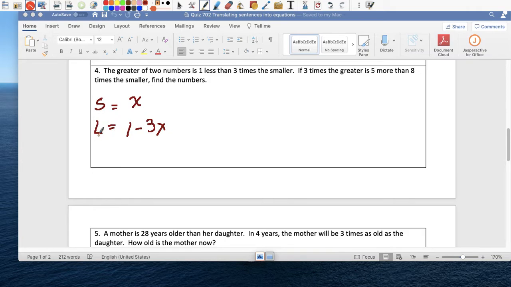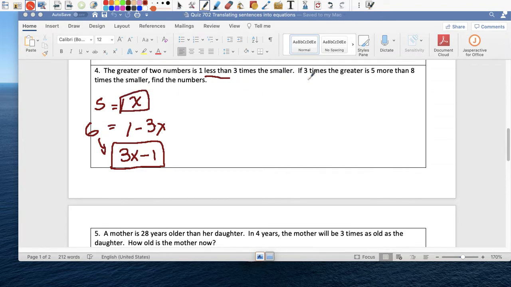So let me write G for the greater number. The greater number is 1 less than 3 times the smaller one, so it should be 3x minus 1. That's how we're going to represent the greater number. Now that we have both numbers, we're going to use this for the greater and this for the smaller.